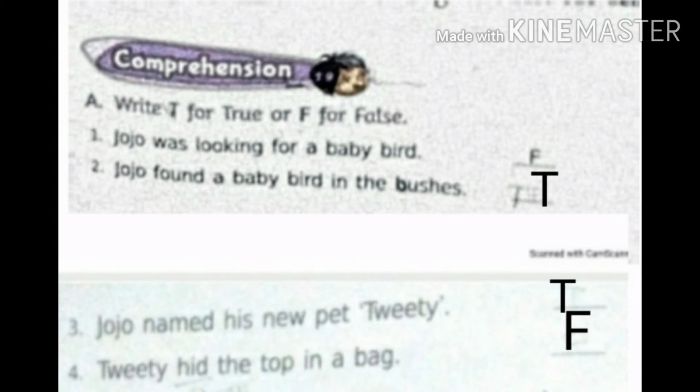Now the next sentence is Tweety hid the top in a bag. Whether this sentence is true or false, it is false. Tweety hid the top in his shoes. So it is false. We will write F for false.